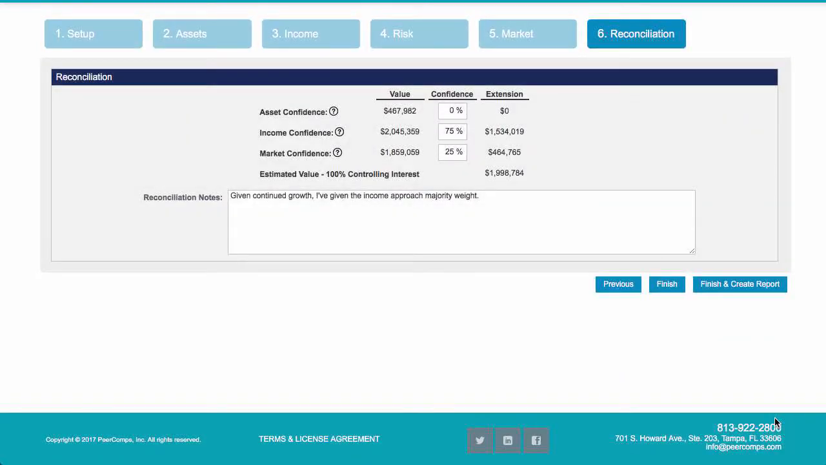If we click next, we get to the final stage and the final step, which is the reconciliation. These are our 3 different approaches: the asset approach, the income approach, and the market approach. And it shows what the value is, and then our notes area. And in this case, I've focused primarily on the income approach because of continued growth, and the income approach being a discounted future cash flow model. The second approach is the market approach, which I've only weighted 25%. And so now I'm going to go ahead and finish the report.